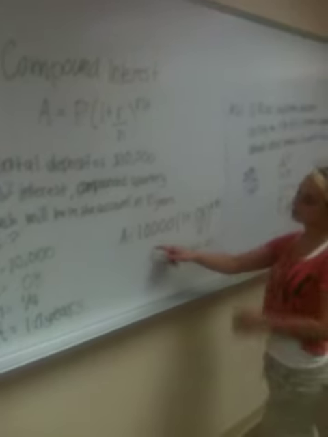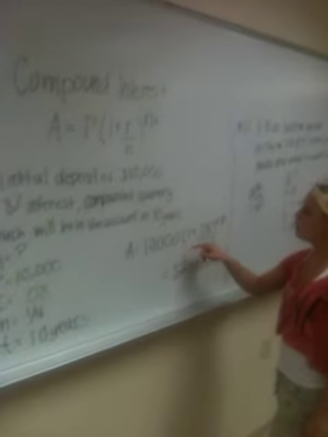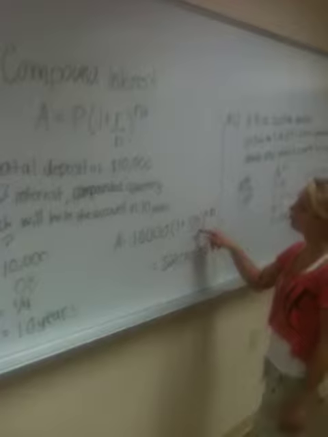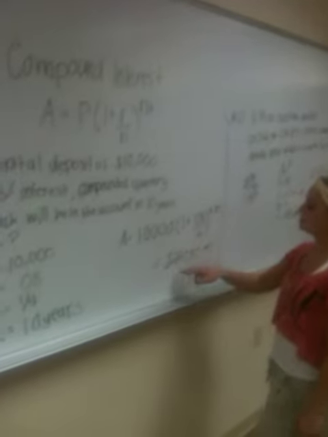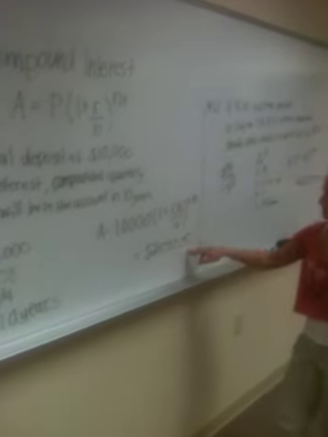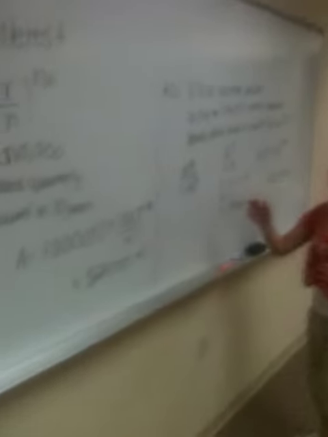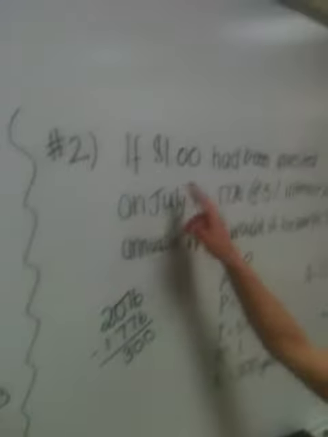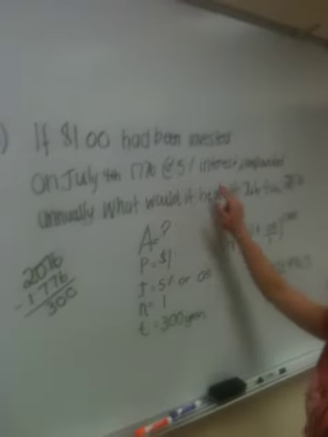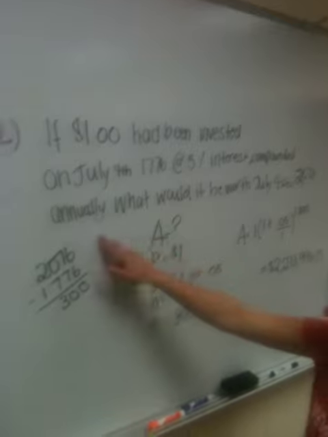So let's plug it into the formula. 10,000 times (1 plus the interest rate over 4, since it's compounded quarterly), to the power of 4 times 10, which would give you $22,080.40.